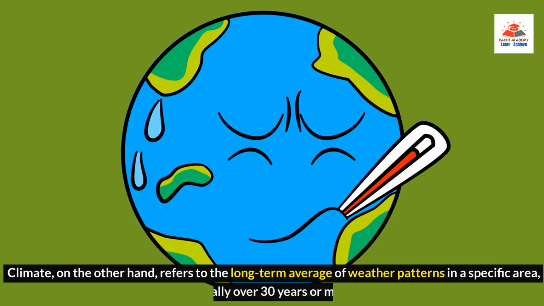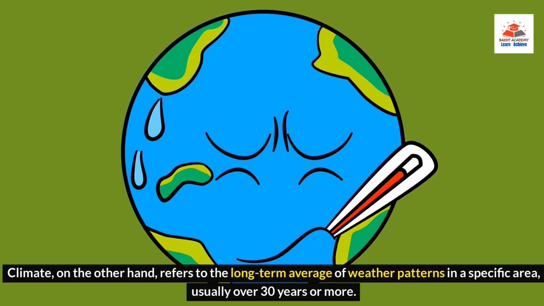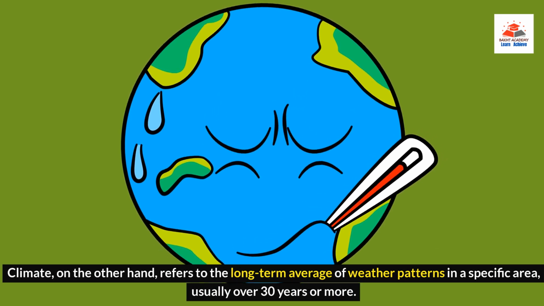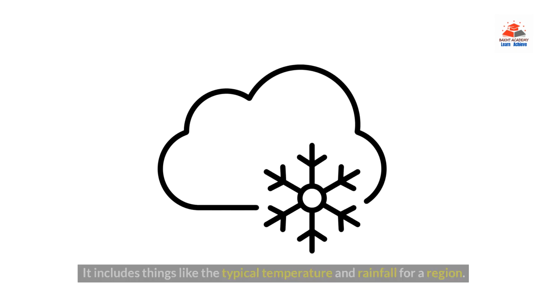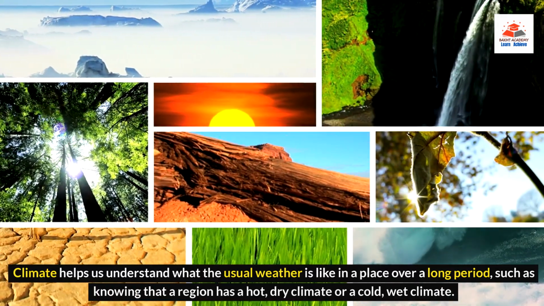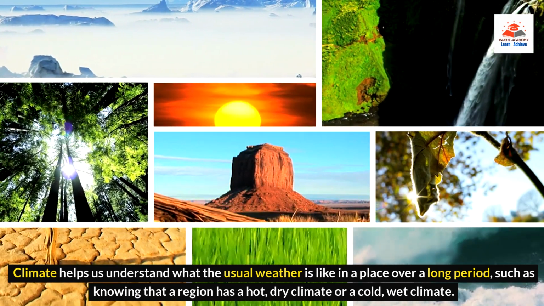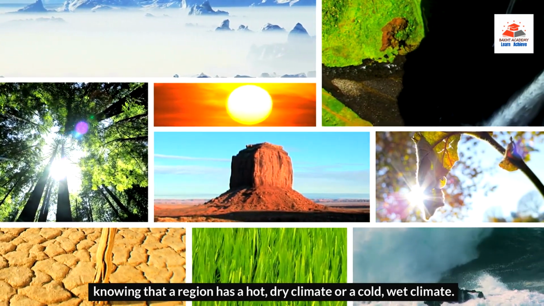Climate, on the other hand, refers to the long-term average of weather patterns in a specific area, usually over 30 years or more. It includes things like the typical temperature and rainfall for a region. Climate helps us understand what the usual weather is like in a place over a long period, such as knowing that a region has a hot, dry climate or a cold, wet climate.